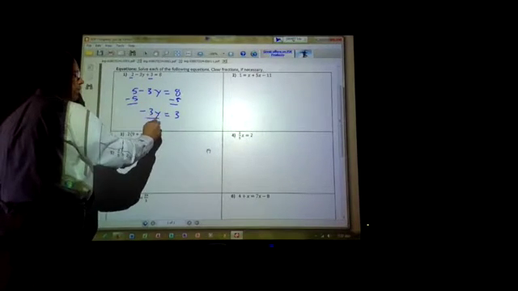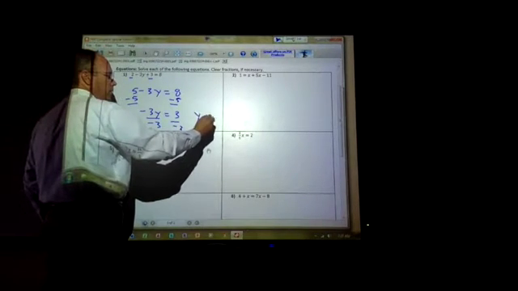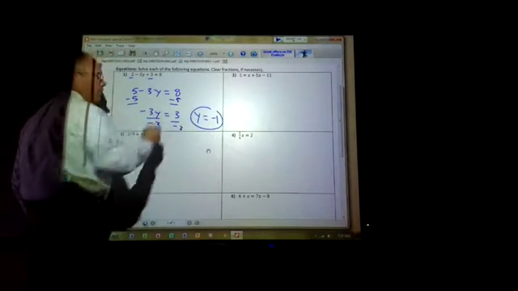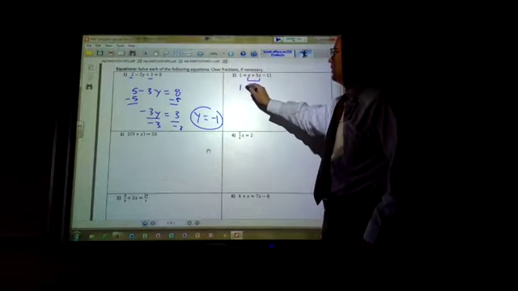Divide each side by negative 3. The reason you're dividing is that those are multiplied. So you find out your answer is y is equal to negative 1. Next problem, we do have like terms on the right side, so let's combine those together first.